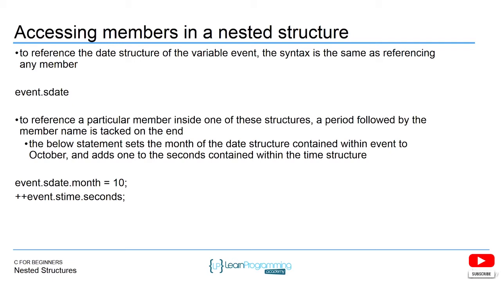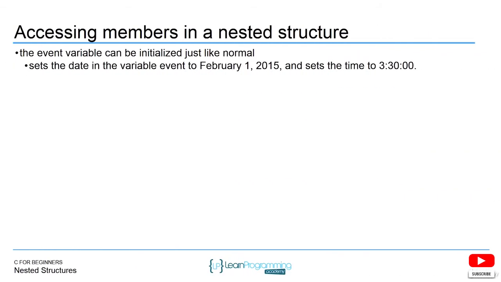And then if we want to change the seconds increment by 1, we can just say plus plus. We can use that pre-incrementation operator, plus plus event dot sTime dot seconds. We have to include those 2 dots. And seconds is an integer, so it's just going to add 1 to it. Very straightforward. The event variable can be initialized just like normal structures.